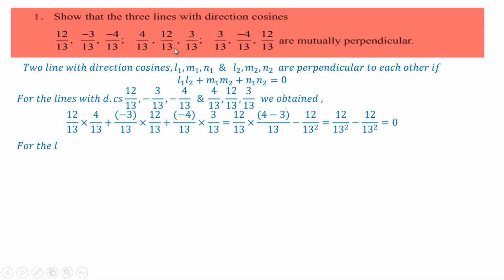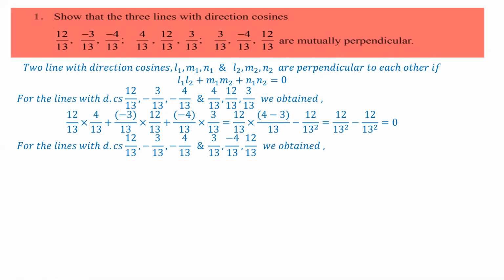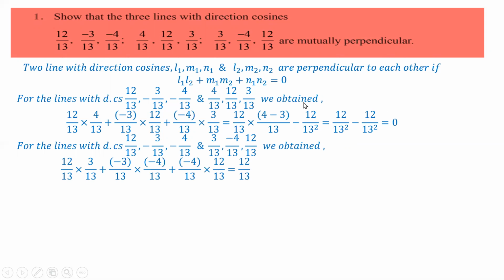Same for the second and third line whose direction cosines are given. And the first and third line. So here is the first and the third line. Check whether this condition is 0 or not. If you calculate this one, you will find the condition is satisfied. And same for the second and the third line.